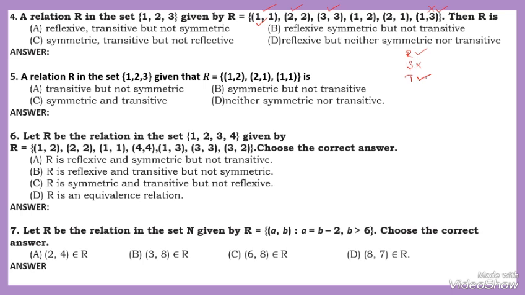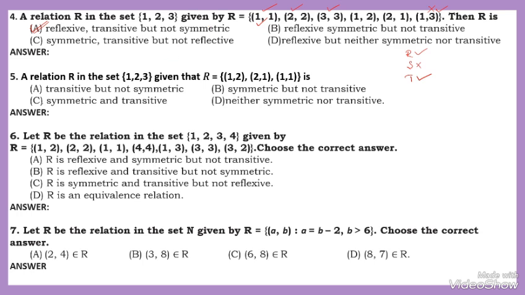Then I will check the options here. Reflexive and transitive: option A is correct. The relation holds the reflexive and transitive property, but not symmetric.